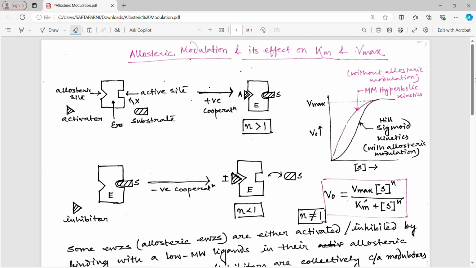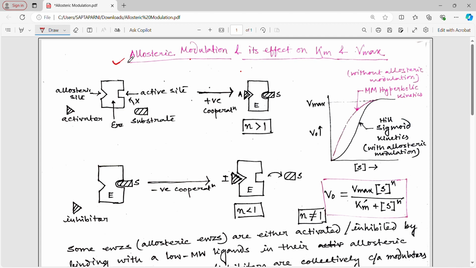In today's video we are going to discuss allosteric modulation of enzymes and its effect on Km and Vmax. This video is going to be useful for NEET aspirants, CSIR Life Science NEET aspirants and all the UG and PG students of zoology, botany and biochemistry.